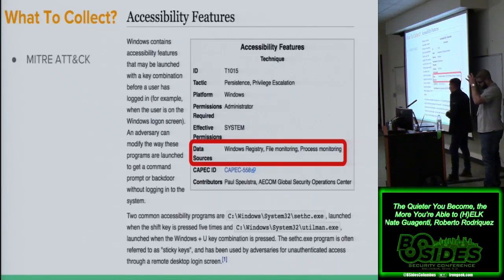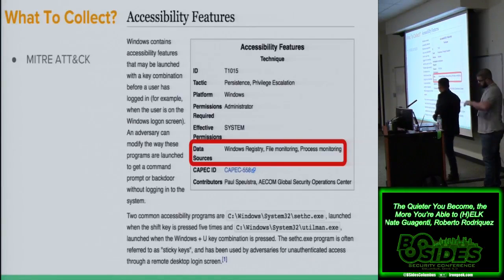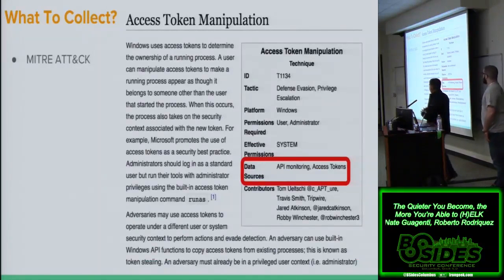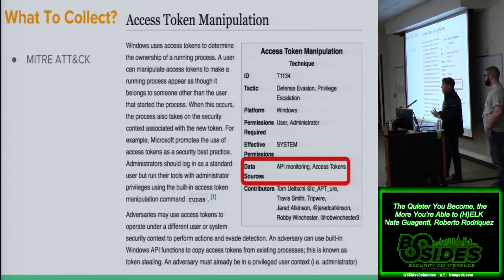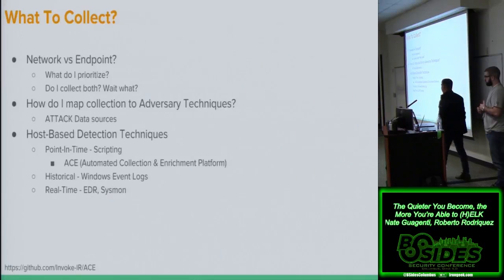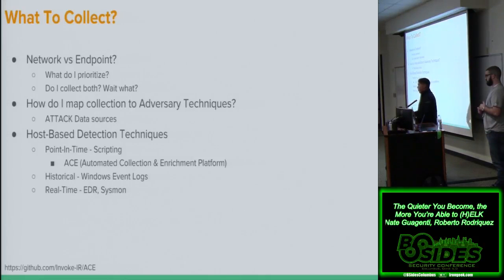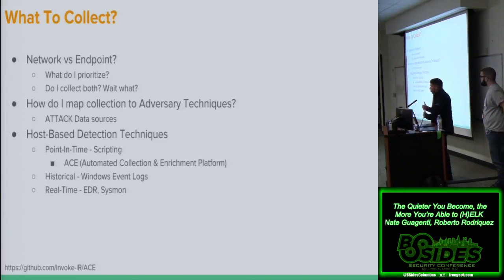And as you can see here, we need file monitoring, process monitoring, or Windows registry keys and stuff like that. But when you go to, for example, access token manipulation, you're now getting API monitoring, for example, access tokens, and this is where the conversation about host-based detection techniques comes into place, because now you know what you need per data source. For example, for API monitoring, I think that's native on the box, and people are using scripts to get that data. If you want something like process monitoring or registry, you probably need Sysmon and things like that.